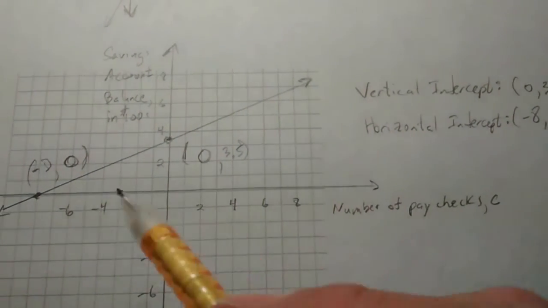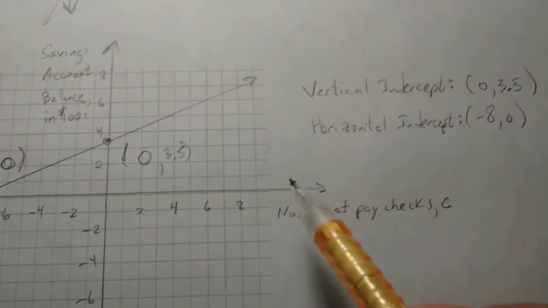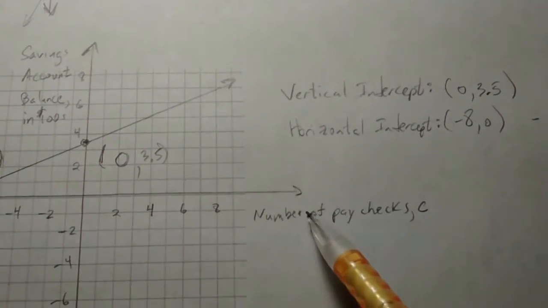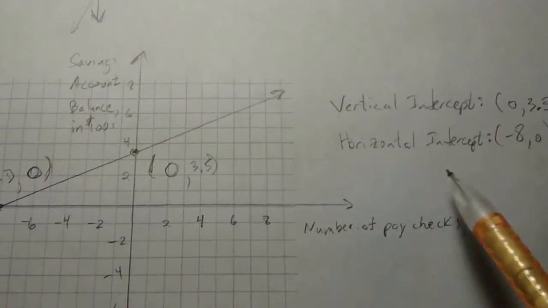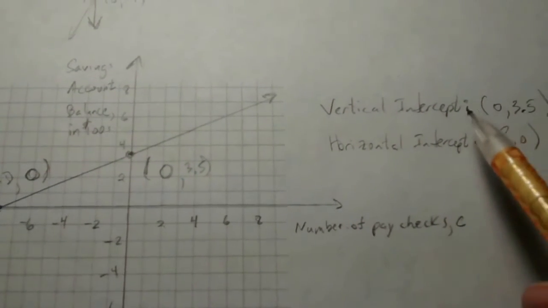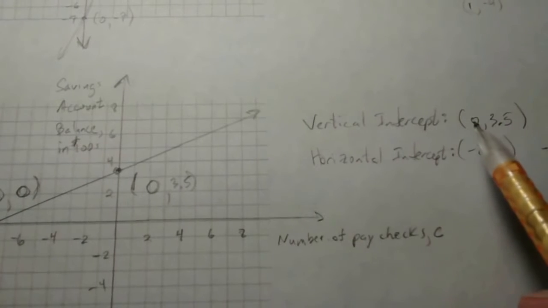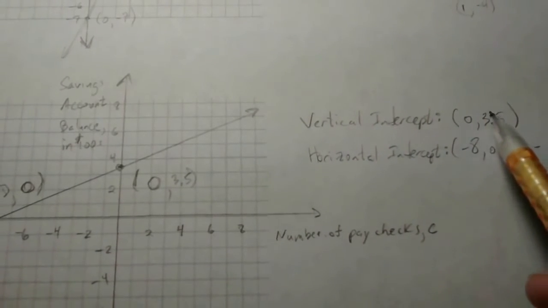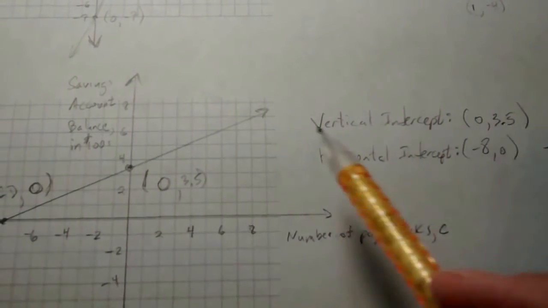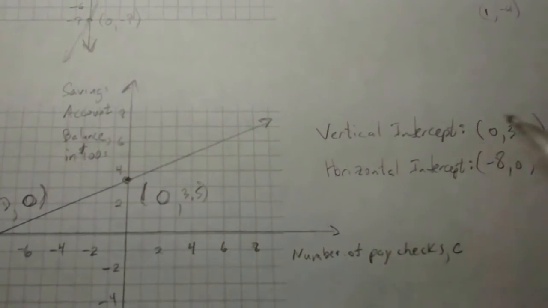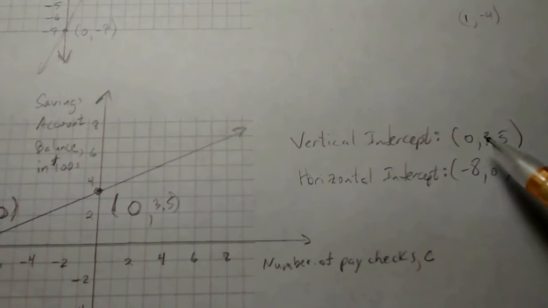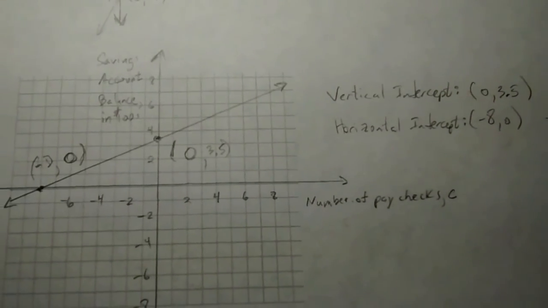But remember, just so you know, this wouldn't make sense. You couldn't have -8 paychecks. So that wouldn't even make sense if I asked you to interpret. But this one would. With 0 paychecks, your account balance would be $350 because this is in hundreds. So that's how you would interpret that. But hopefully this helps.